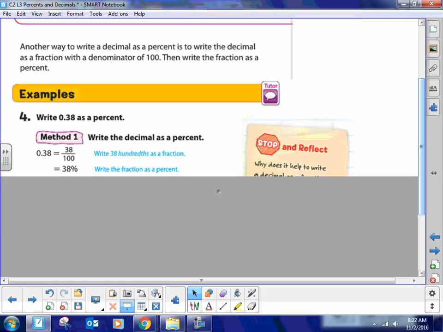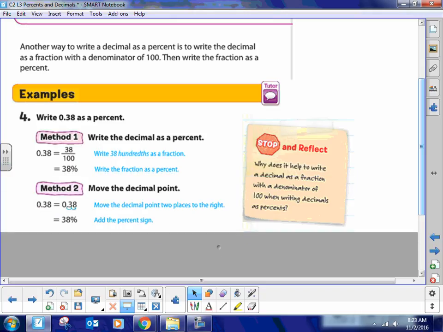So you write 38 hundredths as a percent. Method 1: write the decimal as a percent. Take 0.38, put 38 hundredths as a fraction, and then turn it into a percent. Just add a percent sign, right? No big deal. Then you got this: move the decimal point. That's what I do. I move the decimal point 2 places to the right, then add a percent sign. Pow! Done.